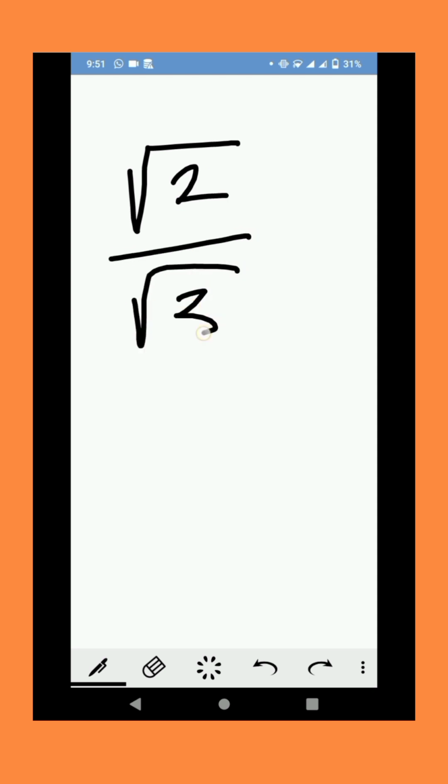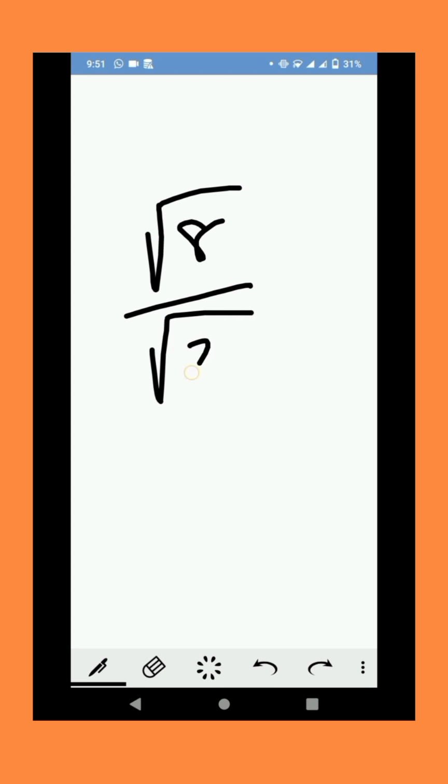Okay, so unlike surds as well can be divided. Root 2 divided by root 3. But this is what you finally have as your expression. There's nothing you can do about it. Okay, alright. But root 8 divided by root 2, unlike surds, can be divided. Root 8 divided by root 2 will give us root 4, and root 4 is equal to 2.